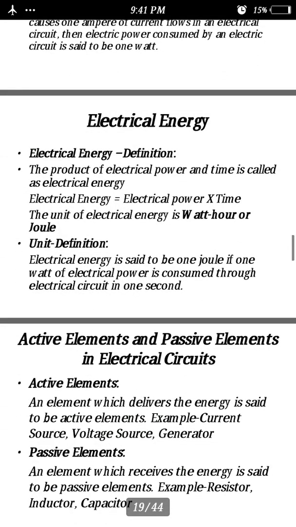Next term is electrical energy. The product of electrical power and time is called electrical energy. Its unit is watt per hour. It is said to be 1 joule if 1 watt of electrical power is consumed through an electrical circuit in 1 second. So these are all the basic parameters we have to know while drawing a circuit.